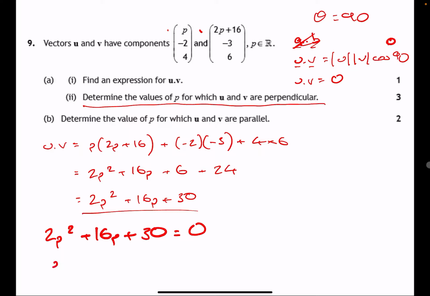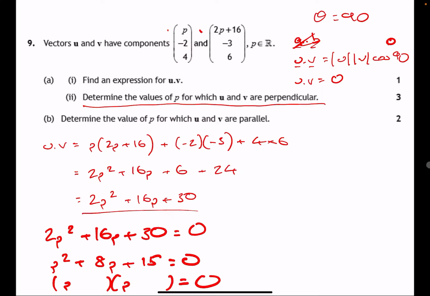First thing I can do there is take out a common factor. p squared plus 8p plus 15 equals 0, and I'm basically dividing both sides by 2. And then I can factorize. I'm going to get (p )(p ) equals 0.